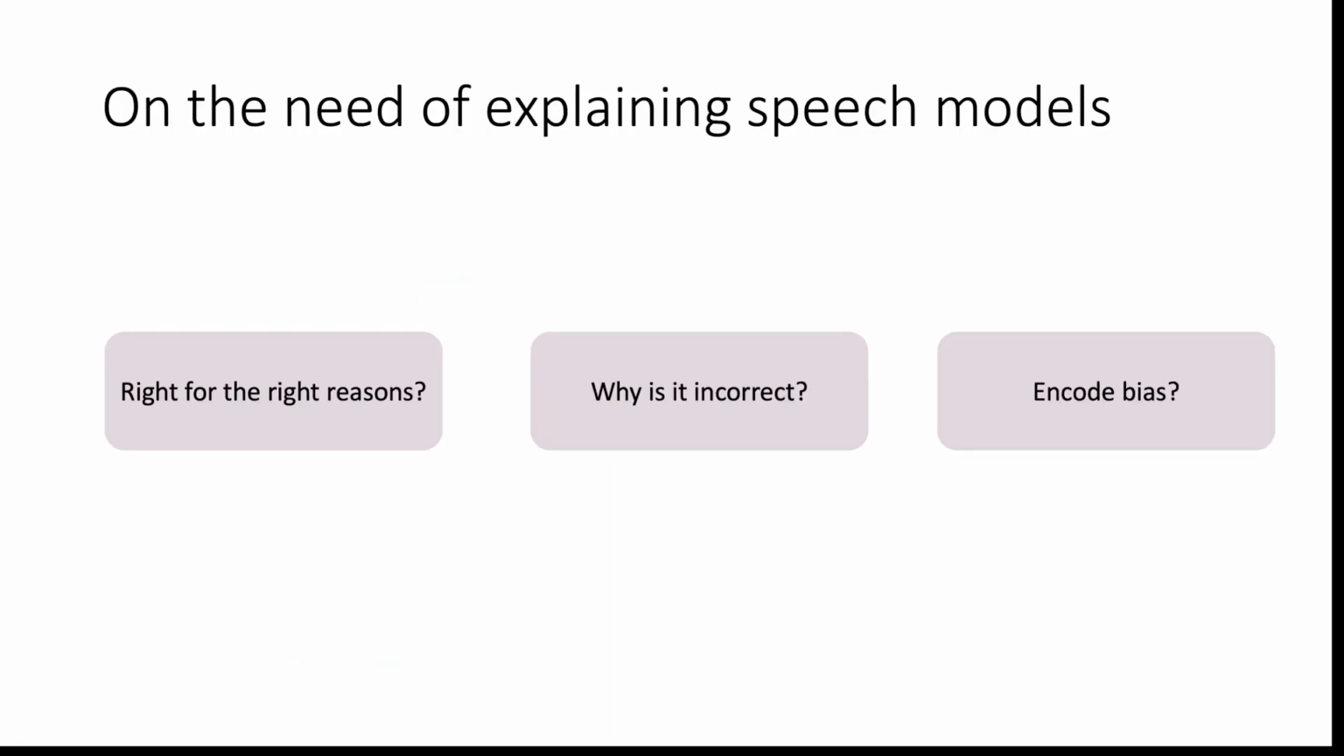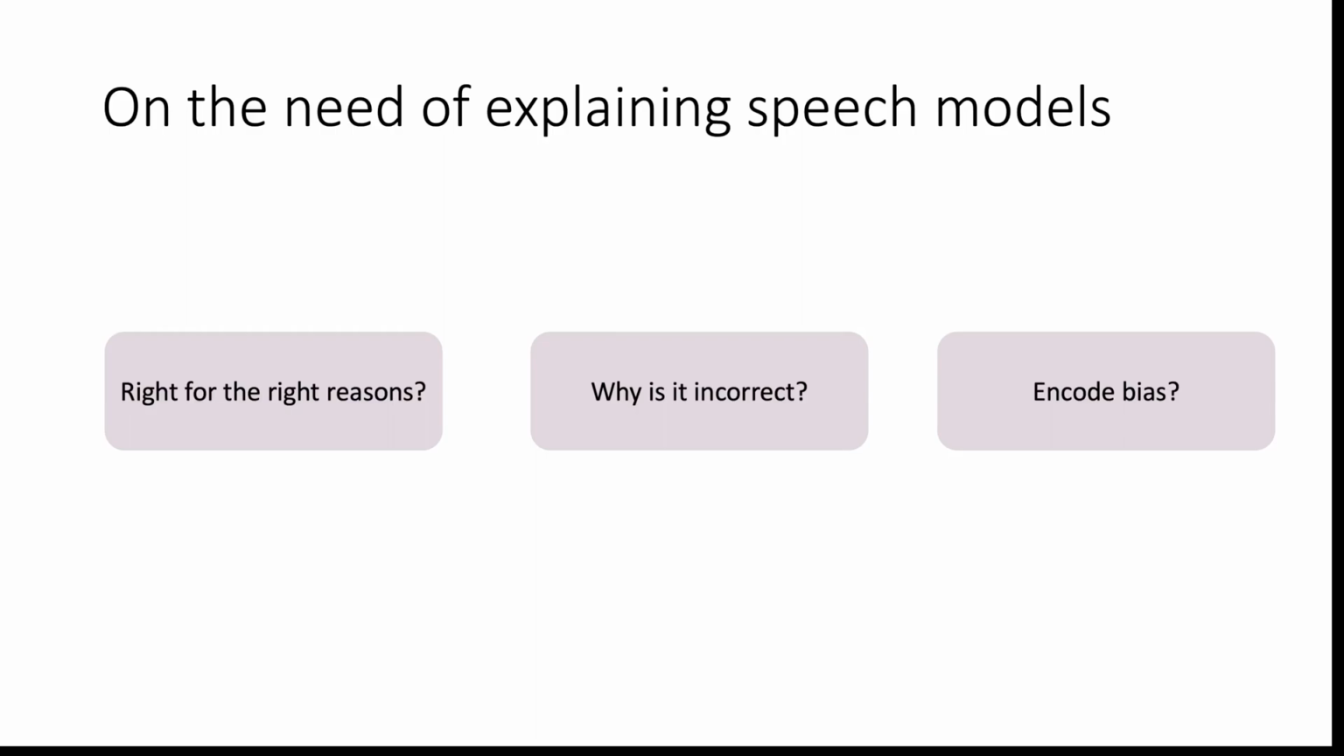Okay, so we have the prediction, but we can ask ourselves, why? First, why do we care to know why? On the one hand, because we want to know if these models are right for the right reasons. So, for example, if we say turn up the bedroom heat, we would like the model to rely on turn up for the prediction of the increase action.